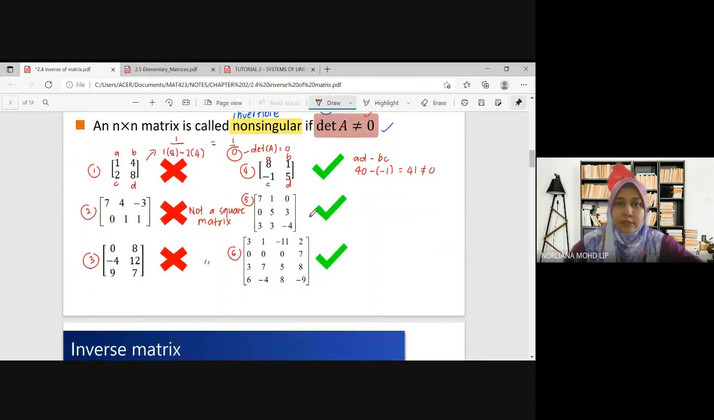Kenapa yang ni invertible lah? Maksudnya yang ni kita boleh cari dia punya A inverse kan. A inverse, we can find the A inverse of these two matrix. Kita akan tengoklah contoh.